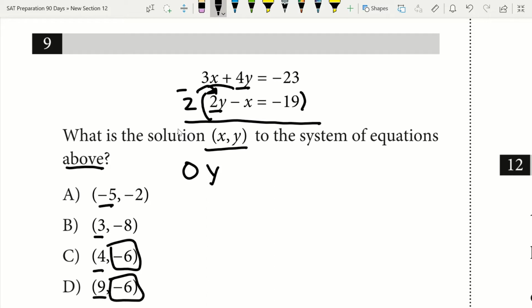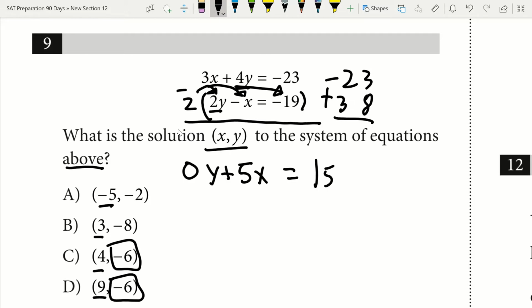I'll have 3x then, minus 2 times negative x. 2 times negative x gives me negative 2x. If I'm subtracting negative 2x, that's adding 2x. So I have 3x plus 2x, which will give me 5x. And then I'll have that set equal to negative 23 minus 2 times negative 19. 2 times negative 19 gives me negative 38. Subtracting a negative 38 gives me plus 38, and that's going to leave me with 15.